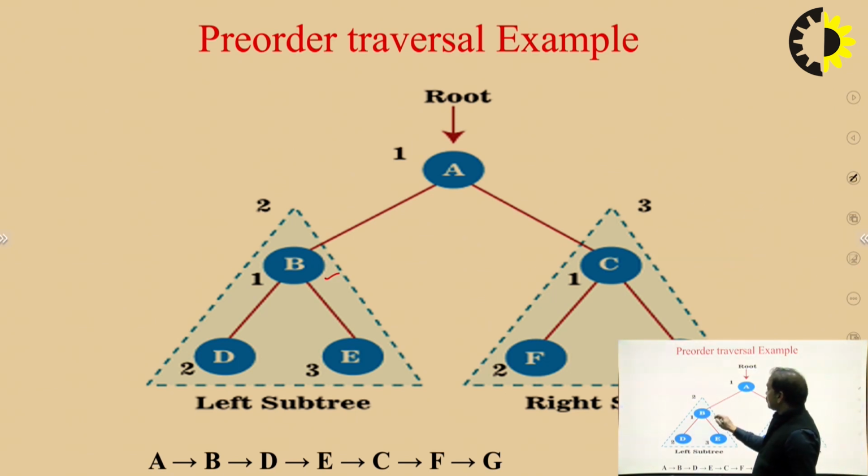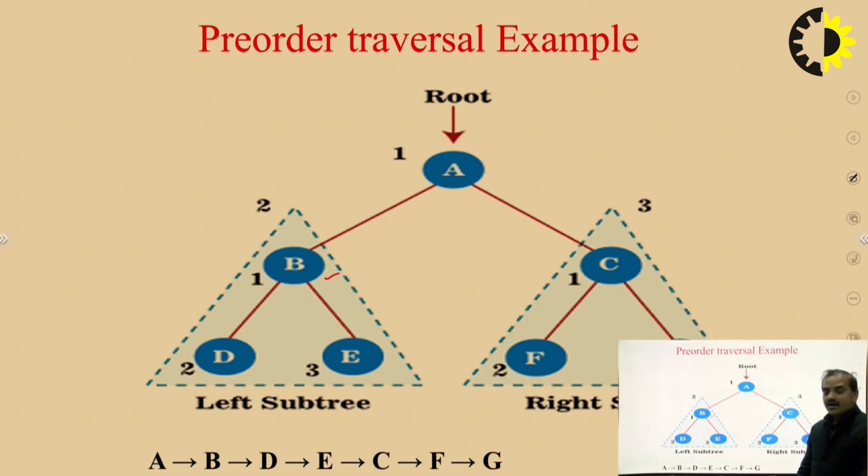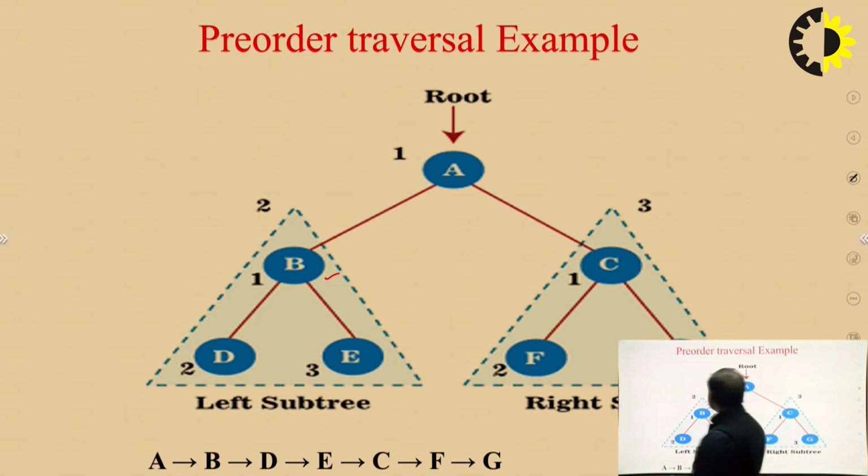B is the next node which also has two children, D and E. It also follows the condition of a binary tree. And C is the next node which also has two children. F is the left child and G is the right child. So this tree is called a binary tree. And how is the binary tree traversed by using pre-order traversal? We have to take a condition like this.